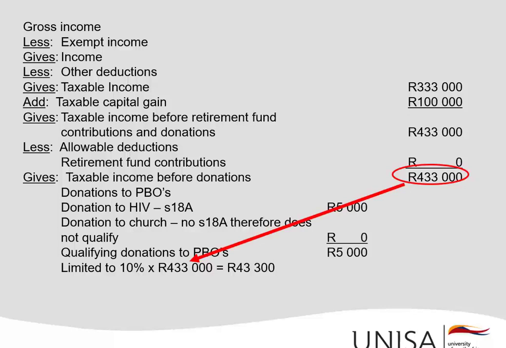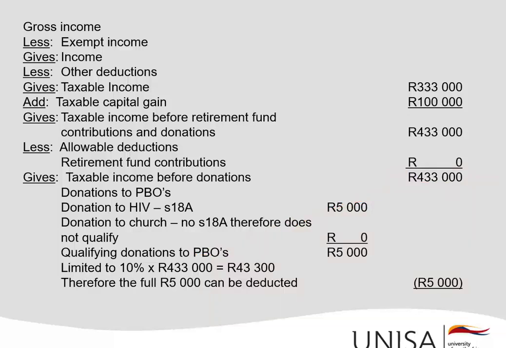So then we need to apply the limit. It's limited to 10%. Note that I've used the taxable income just before this deduction, 433,000 Rand. That gives me a limit of 43,300 Rand that this taxpayer will be able to deduct. And they have contributed 5,000 Rand. That's a qualifying donation, and therefore the full 5,000 Rand can be deducted from taxable income to get to a total taxable income for this taxpayer of 428,000 Rand.